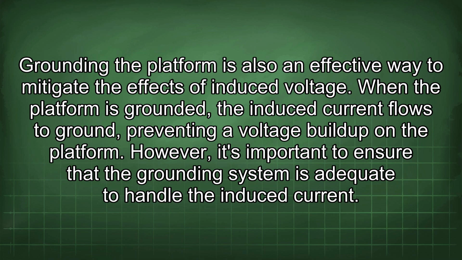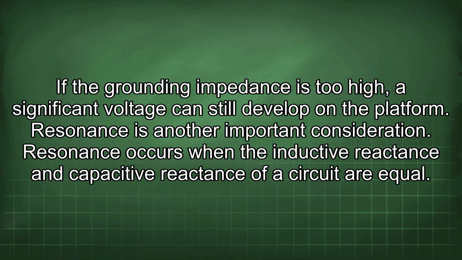When the platform is grounded, the induced current flows to ground, preventing a voltage buildup on the platform. However, it's important to ensure that the grounding system is adequate to handle the induced current. If the grounding impedance is too high, a significant voltage can still develop on the platform.